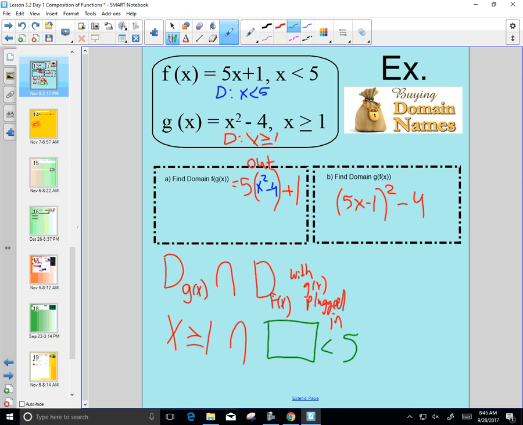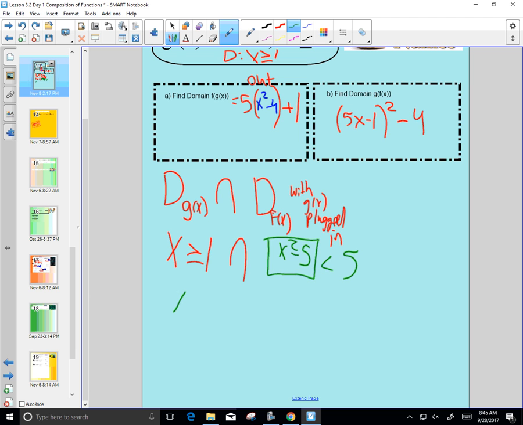But what are we putting into the function? We're putting the inside function in. So I go with this g of x, which was my inside. That goes in here. And then we solve for x. I know, it's tricky. X is greater than or equal to 1, intersect. X squared, add 5, you're going to get 10, right? So x squared is less than 10.